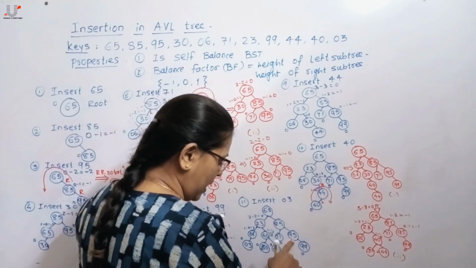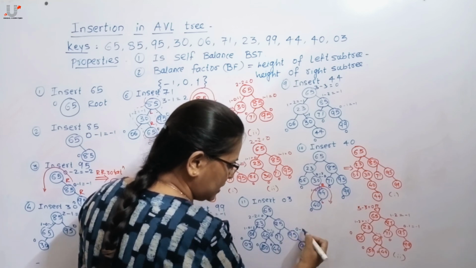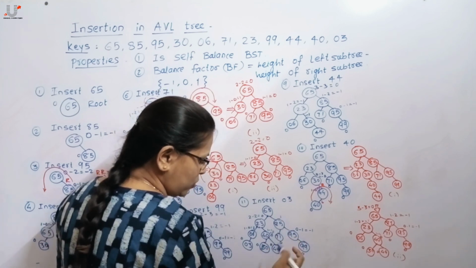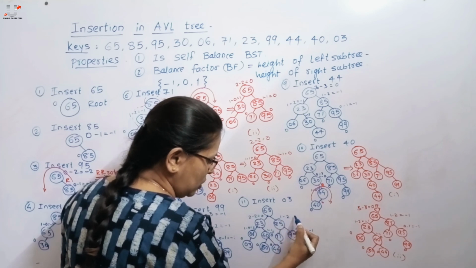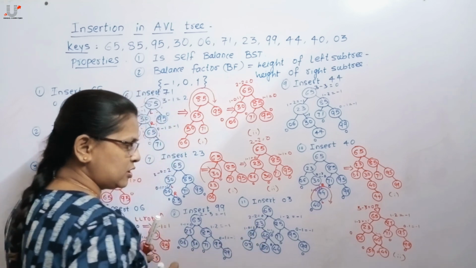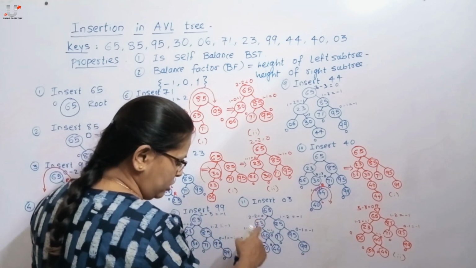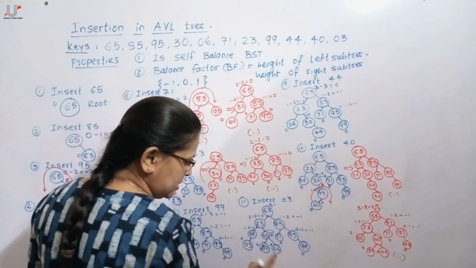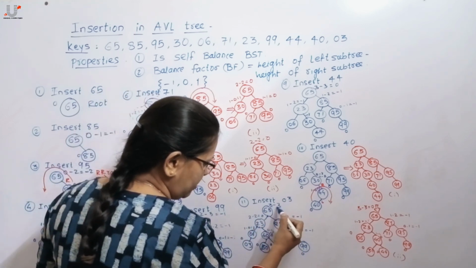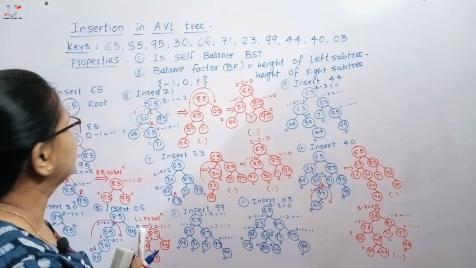For this 95, as nothing is to the left of 95, so 0 minus only right subtree 1, the balance factor is minus 1. For 85, height of left subtree is 1 minus height of right subtree, it's 2. So 1 minus 2, the balance factor is minus 1. Now find the balance factor for 65. Max height of left subtree is 3 minus max height of right subtree 3, so 3 minus 3, the balance factor is 0. Still the tree is a balanced tree.